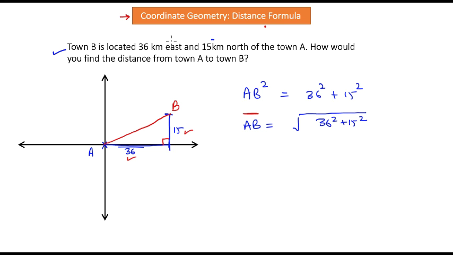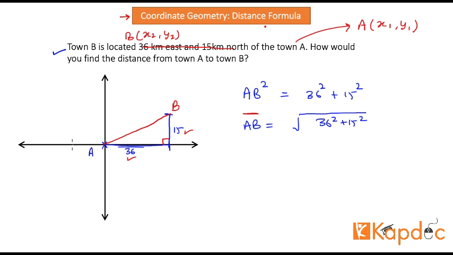But let me modify this situation a little bit. Let's say the town A is located at the coordinates x1 and y1, and the town B is located not in this fashion, but rather at the location x2 and y2. How would you find the distance between A and B in this case?